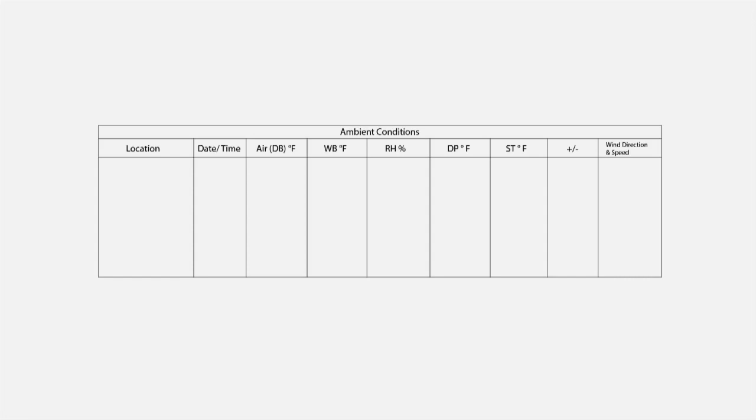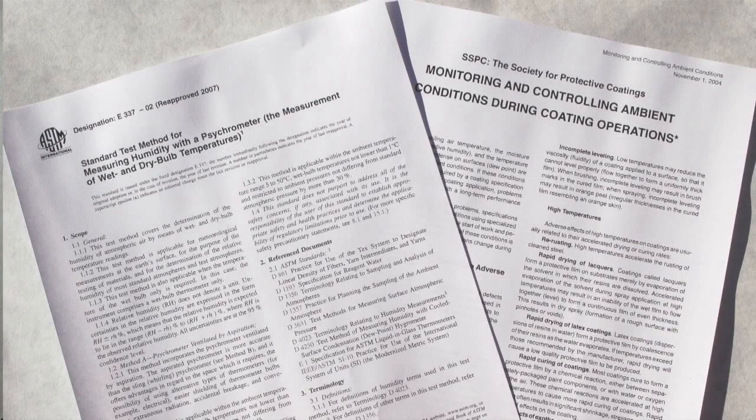The location, date, time of day, and conditions of air temperature, relative humidity, dew point temperature, and surface temperature should be recorded. ASTM E337 describes the use of whirling psychrometers, and SSPC has developed a monograph or guide titled Monitoring and Controlling Ambient Conditions. These industry documents may be useful when using instrumentation to measure ambient conditions and surface temperature, and when assessing the effects of ambient conditions on coating performance.